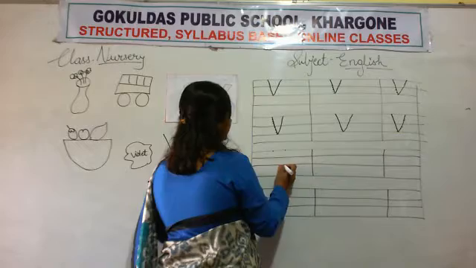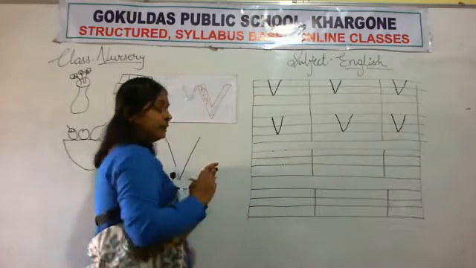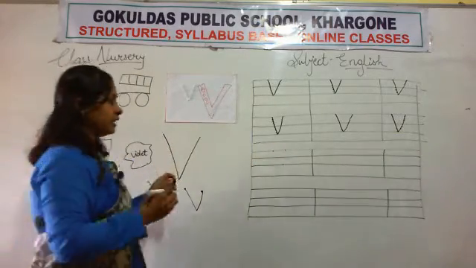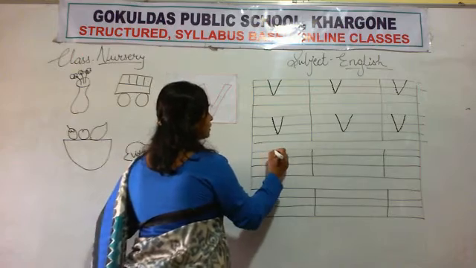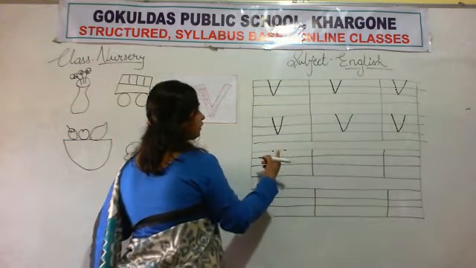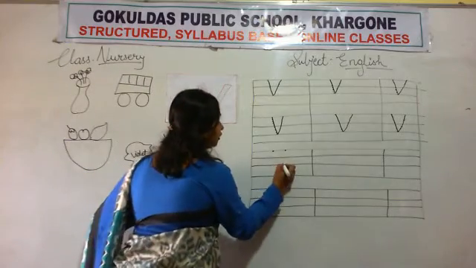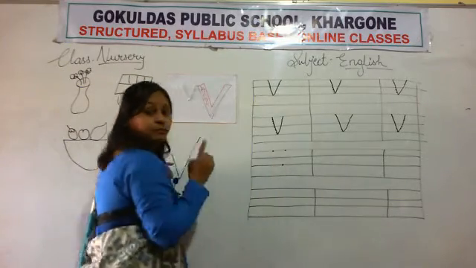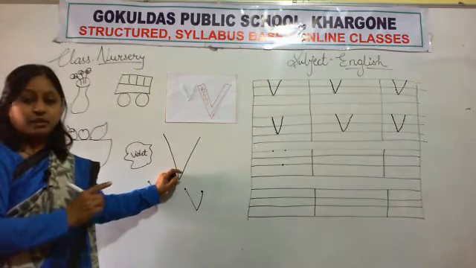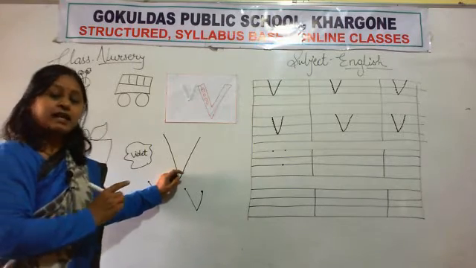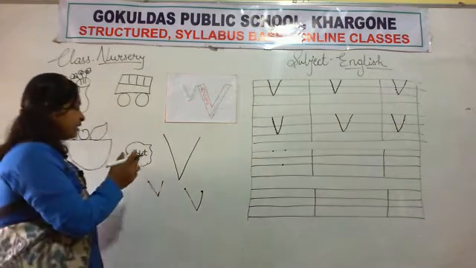Again, look here. Now dots were given. You have traced the line. Two dots were given on the first line, the upper line, and one dot is given on the base line. So how will you write letter V?